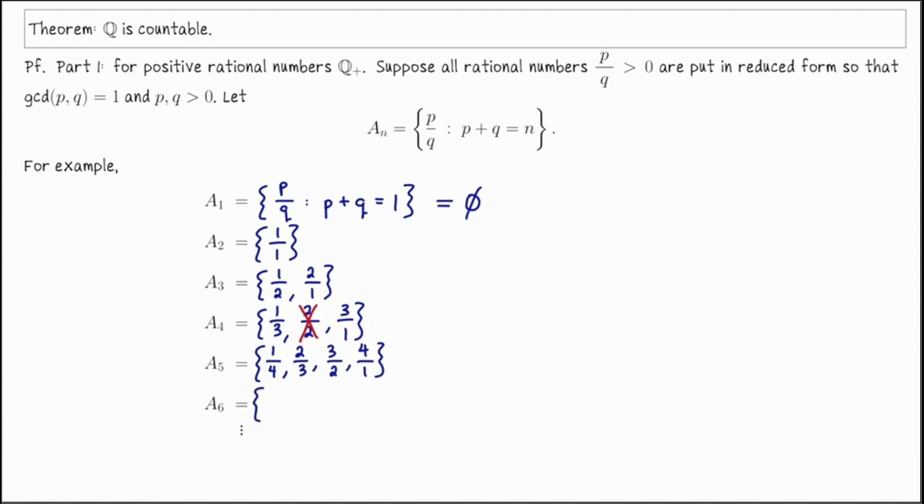A sub 6 would be 1 over 5. Let's see, not 2 over 4 because that's not reduced, not 3 over 3, not 4 over 2, then 5 over 1. Okay, I believe those are the only two elements in A sub 6. Okay, so starting with A2, really, because A sub 1 was empty, A2 and onwards is actually going to give us a way to enumerate the rational numbers, and then because we can enumerate them, we can put them in bijection with the set of natural numbers.